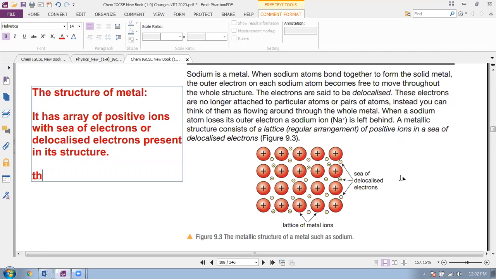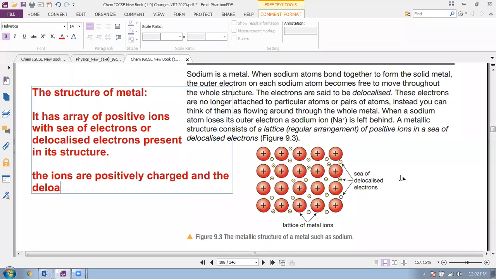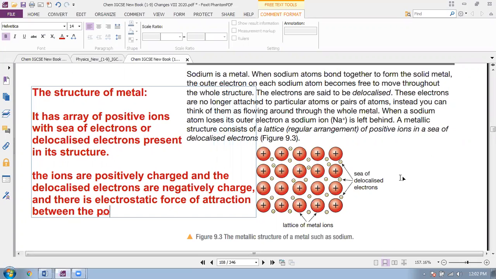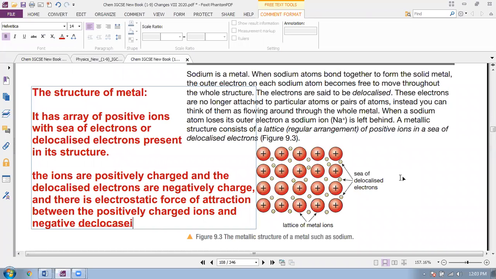So what I can write: the ions are positively charged, and delocalized electrons are negatively charged, and there is electrostatic force of attraction between the positively charged ions and negative delocalized electrons.